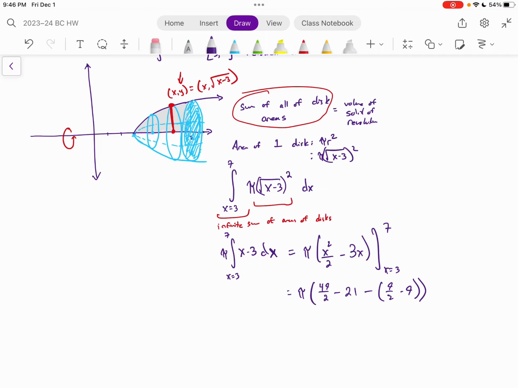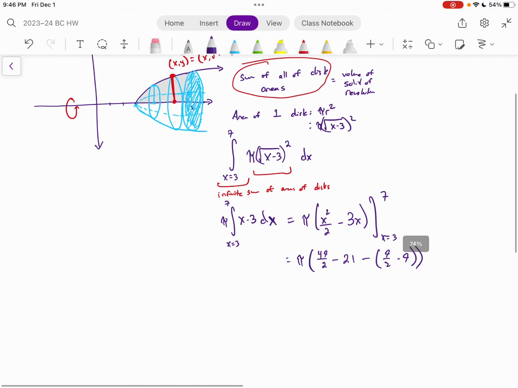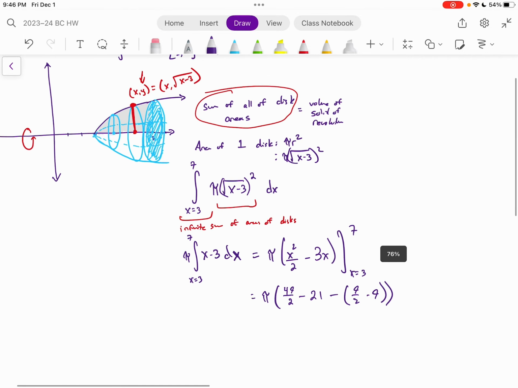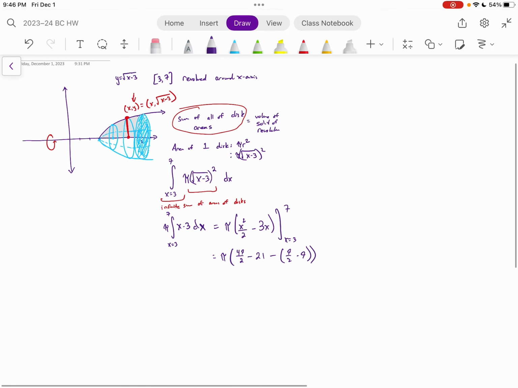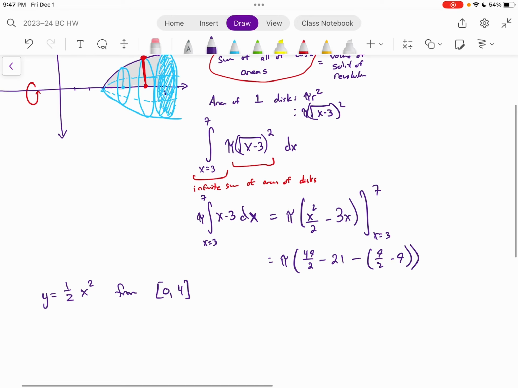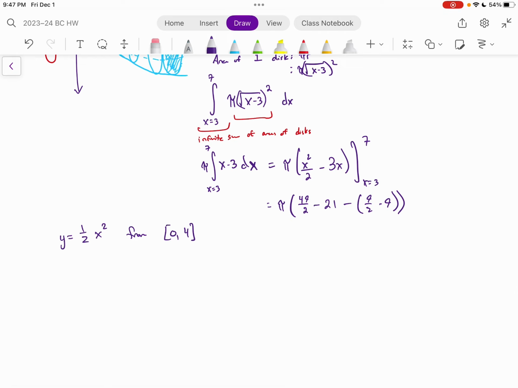Okay, so for your homework this weekend, I'd like us to think about 2 more of these problems, from front to back. The first one I'll help you sketch. We'll talk about y equals 1/2 x squared from 0 to 4. So what does that look like? That's just a parabola from 0 to 4.